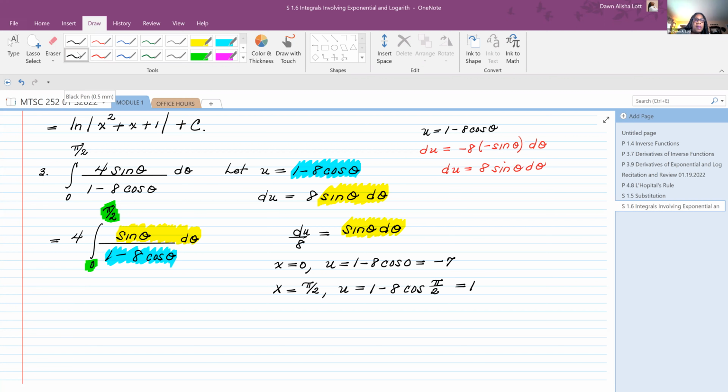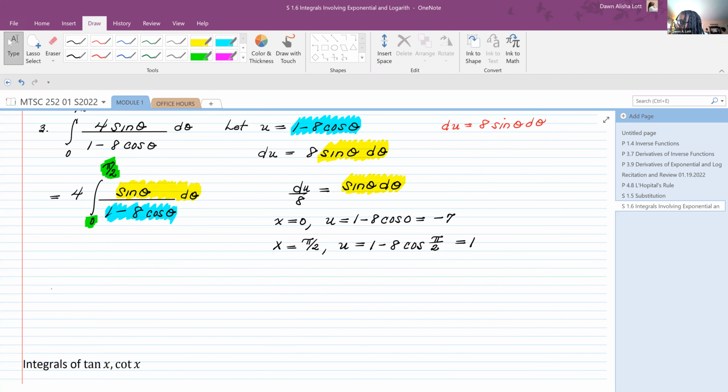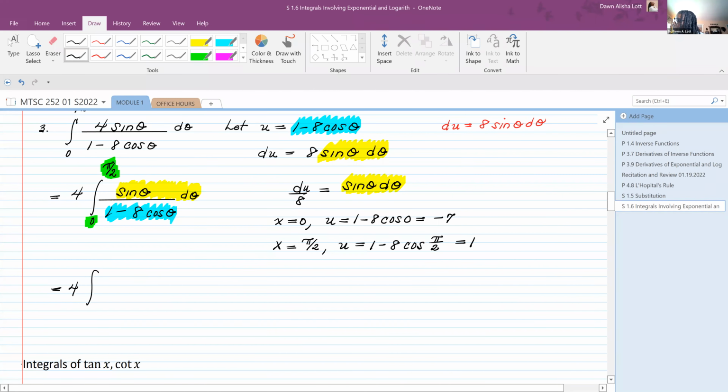All right. So now I'm going to plug everything in. The 4 stays there because that's part of the problem. I have the integral. When x is 0, u is -7. And when x is pi over 2, u is just 1. So that was 1 minus 8 cosine 0. So I get 1 minus 8 is -7. 1 minus 8 times 0 just gives me 1. Okay.